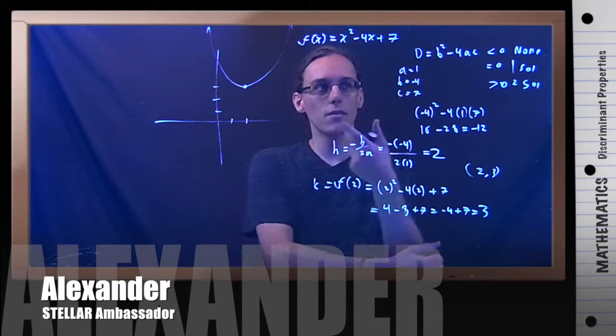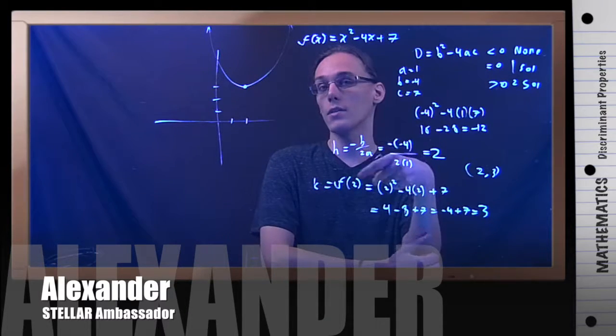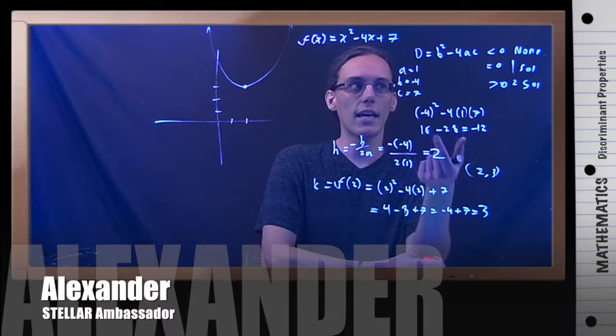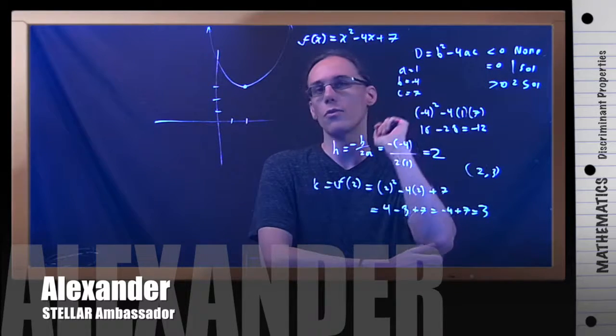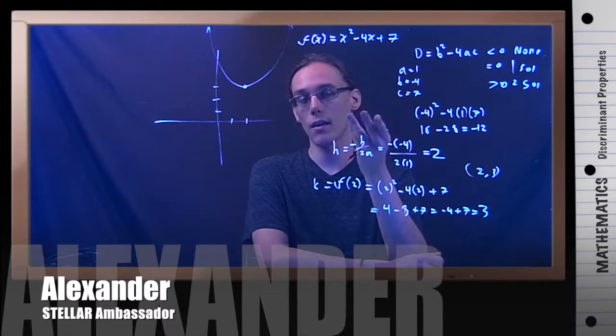And so that makes sense that when we use the discriminant to figure out how many zeros there are, we get a negative value, which means there are no real zeros of this function. And that is this example.